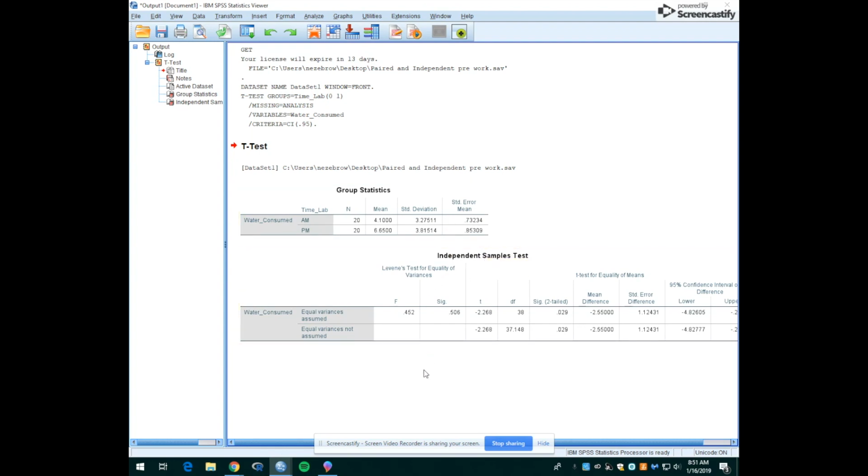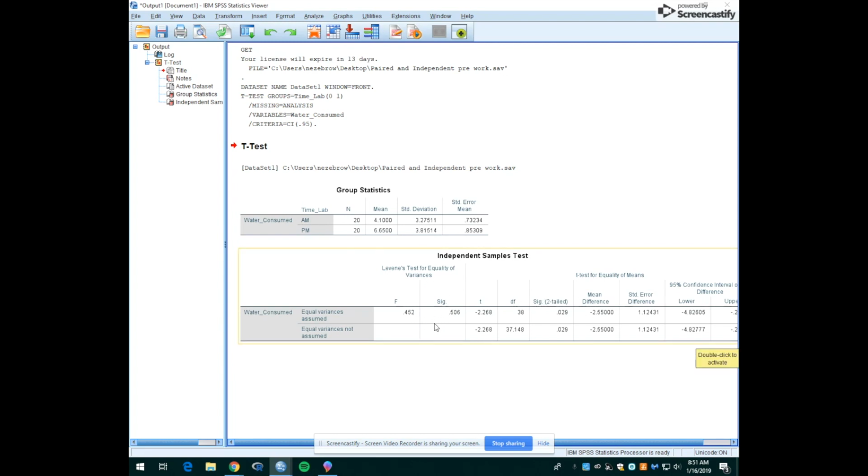So how do we interpret this big table at the bottom? This is the independent samples test. We're going to treat this first section, the Levene's test for equality of variances, as its own thing before we move into the actual t-test.